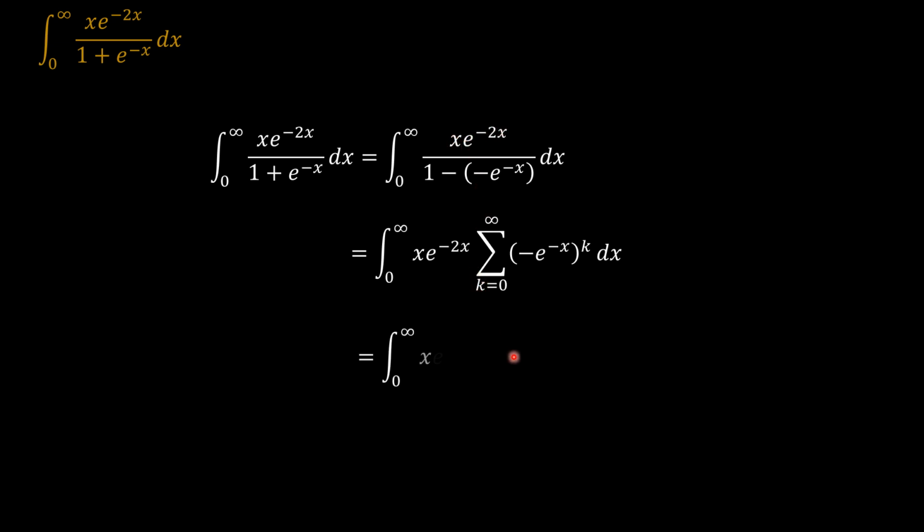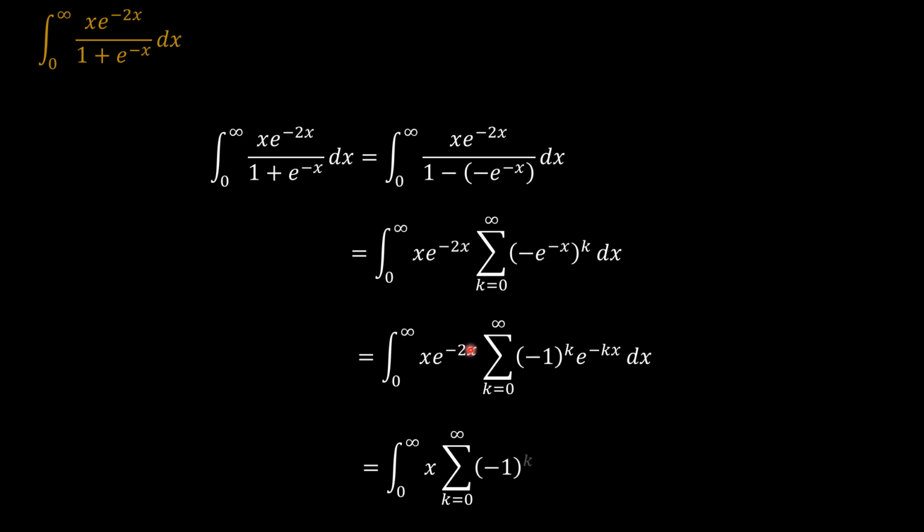And the next thing I would do is express this negative as negative 1 to the power k. And then I would multiply the e to the power negative 2x with the e to the power negative kx. And so you have this convenient term that is e to the power minus, in brackets, k plus 2, x, while maintaining this negative 1 to the power k, right?